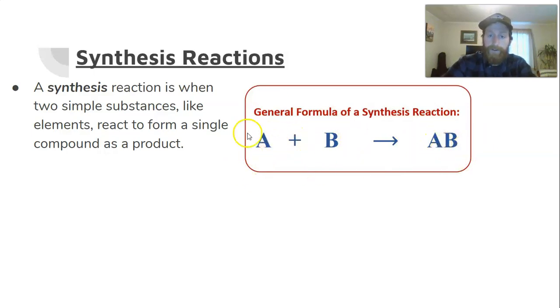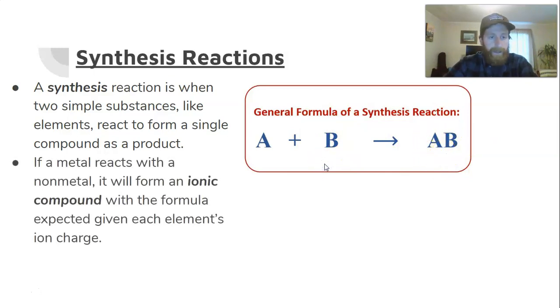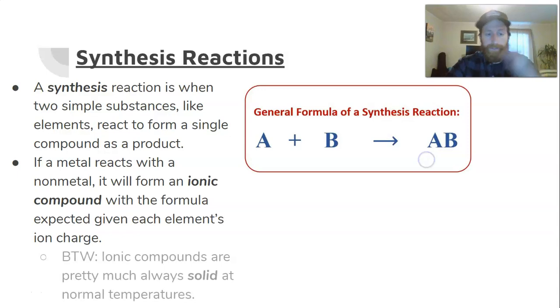And this could be a metal that's going to form a cation A, and a nonmetal that's going to form an anion B to form the ionic compound with cation A and anion B. If a metal reacts with a nonmetal, it will form an ionic compound with the formula expected given each element's ion charge. What I mean by that is, when I go to do these reactions, if I have my elements, A plus B, I need to consider what charge will A take, what charge will B take, and use those charges to figure out what the final formula is. We'll look at an example in just a second.